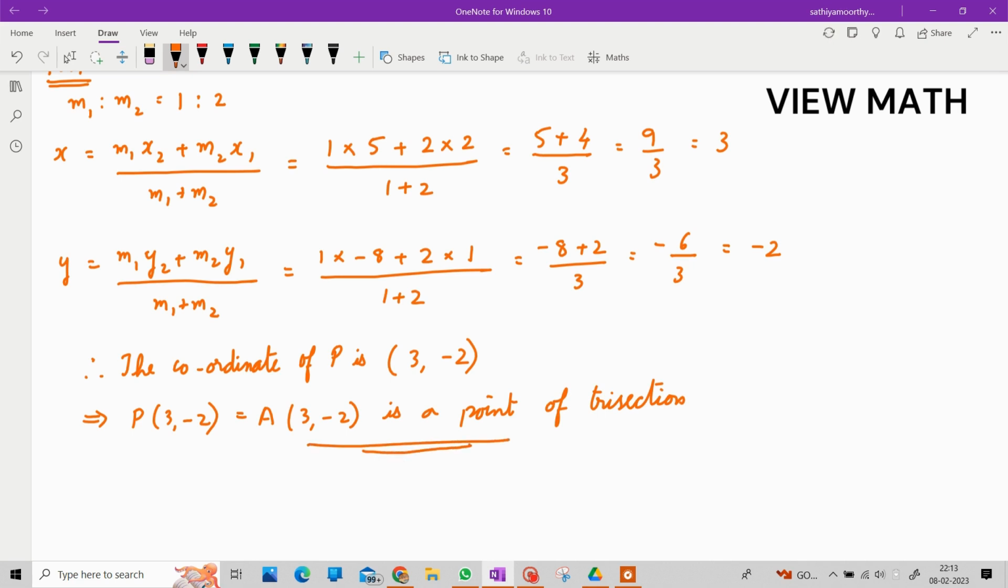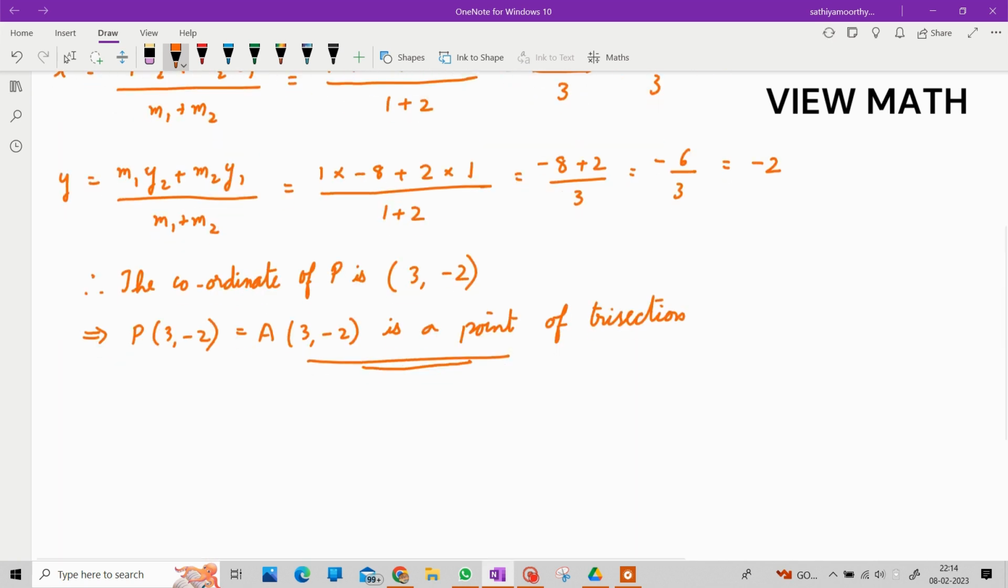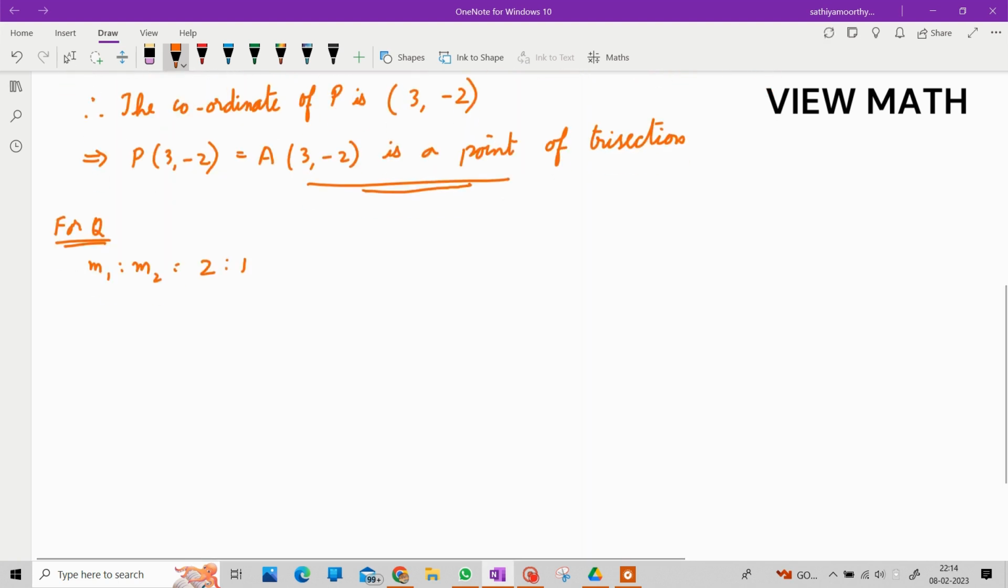Now what is the second part they are asking in the question? Also find the coordinates of the other point of trisection. So finding the other point of trisection means they are asking us to find out the coordinate of Q. So let me find out the coordinate of Q. Now what is my m1 is to m2 for Q? It is 2 is to 1. Now let me find out the coordinate of Q.